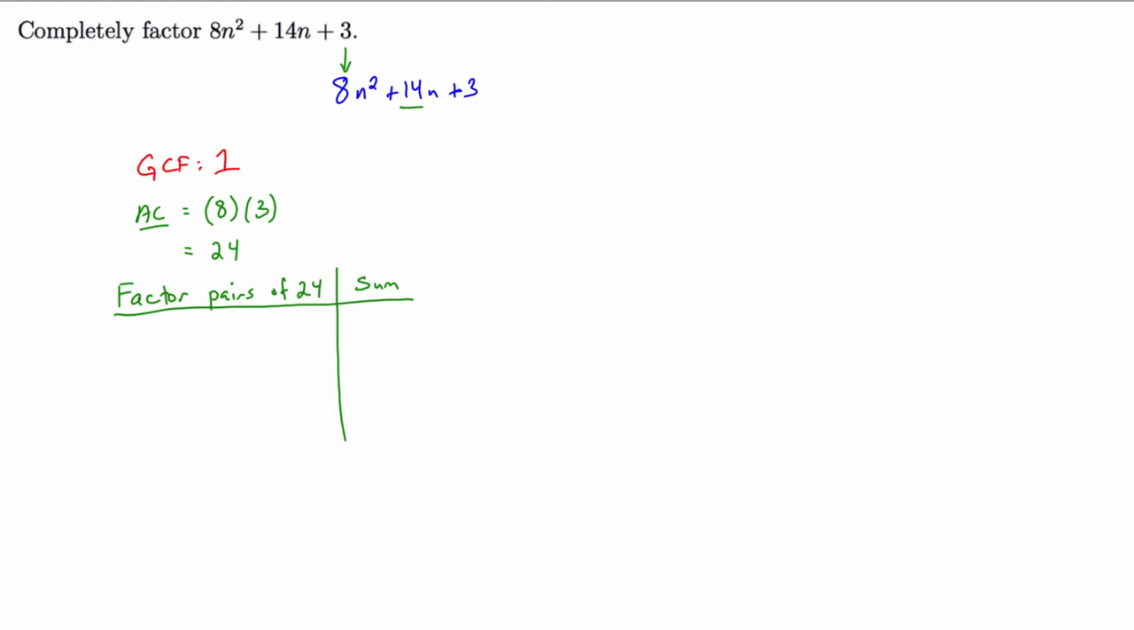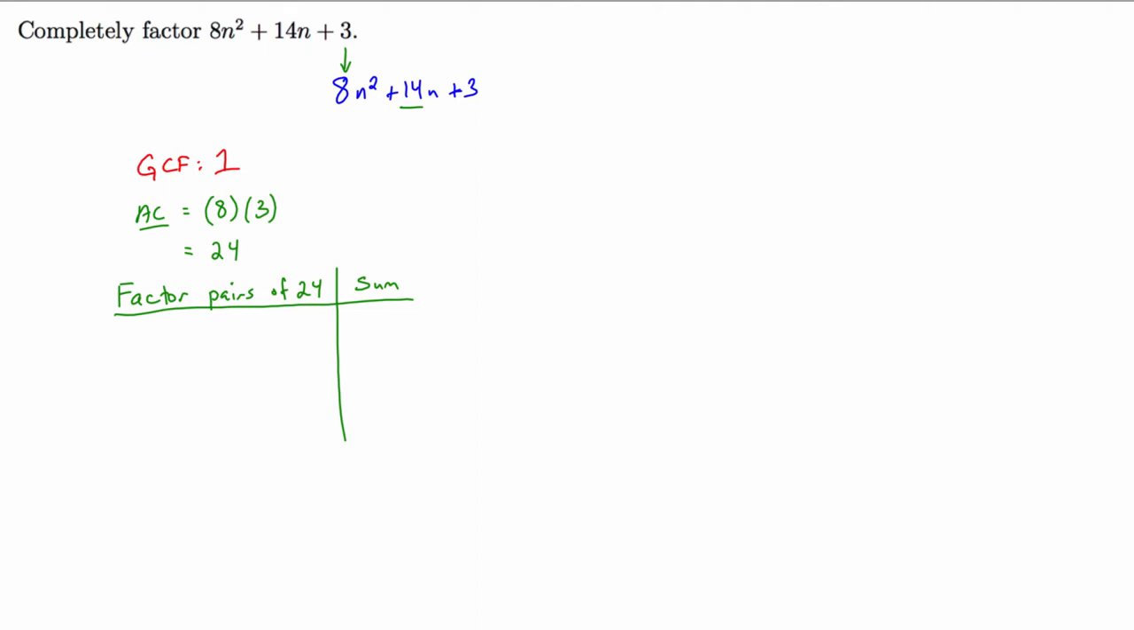Before we start looking for the factor pairs of 24, we will pause and think about the signs. Since the pair of factors has to multiply to make a positive 24, we know the two numbers will be the same sign, either both positive or both negative. Because they have to add to make a positive 14, we know that both the numbers have to be positive. So the factor pairs that we're going to be looking for are two positive numbers.